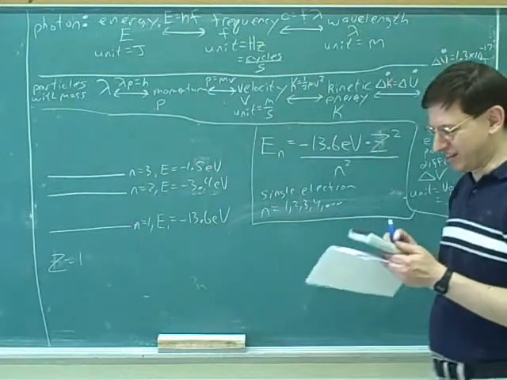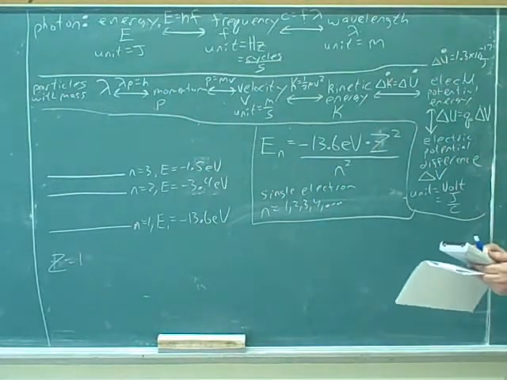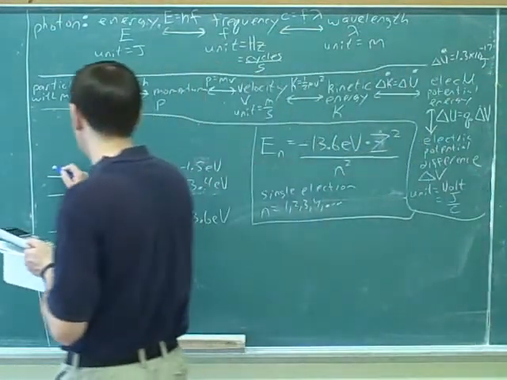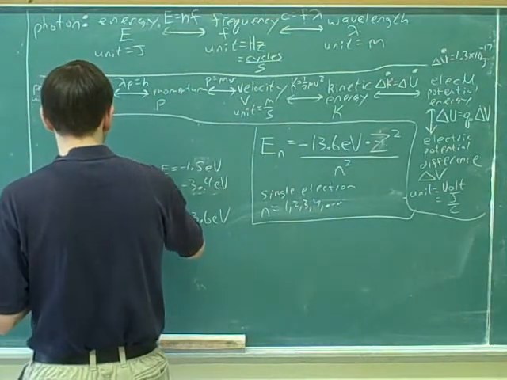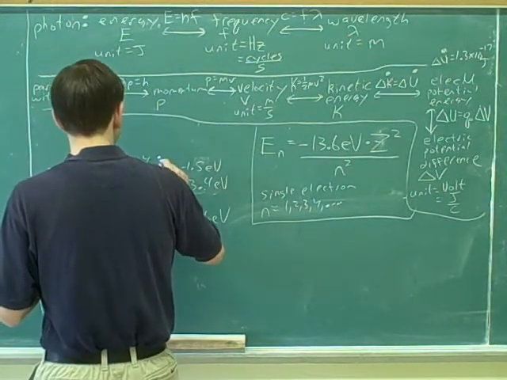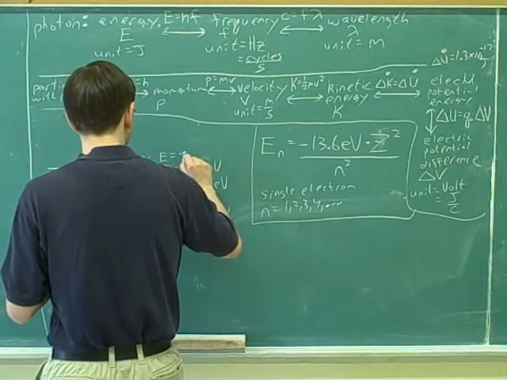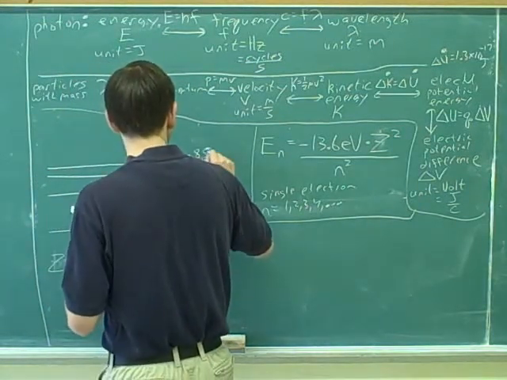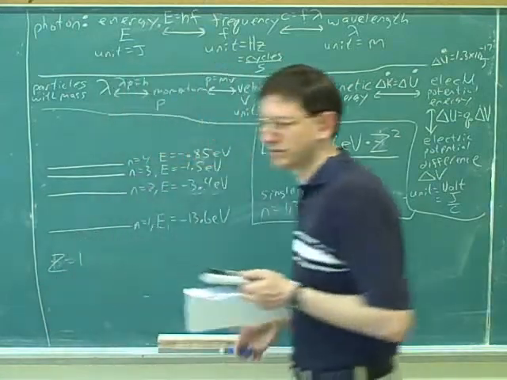Let's do one more. N equals 4. -8.5. Negative 0.85? -8. Oh, yeah. Okay.